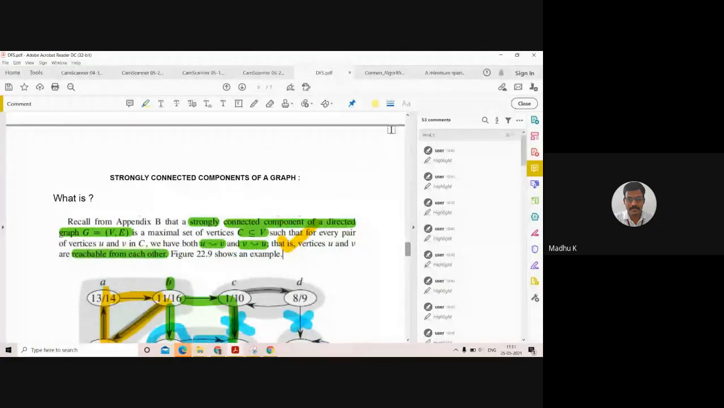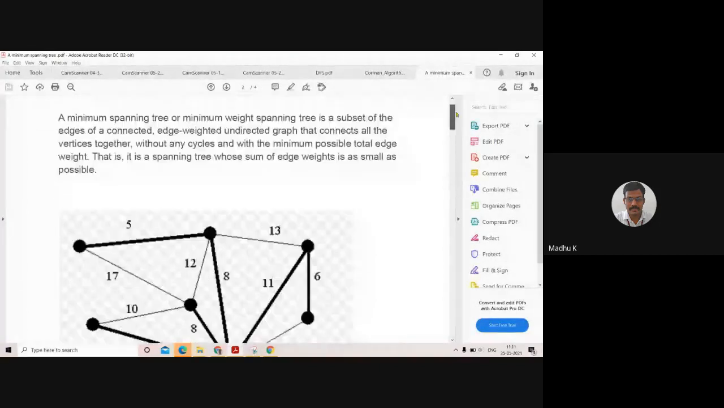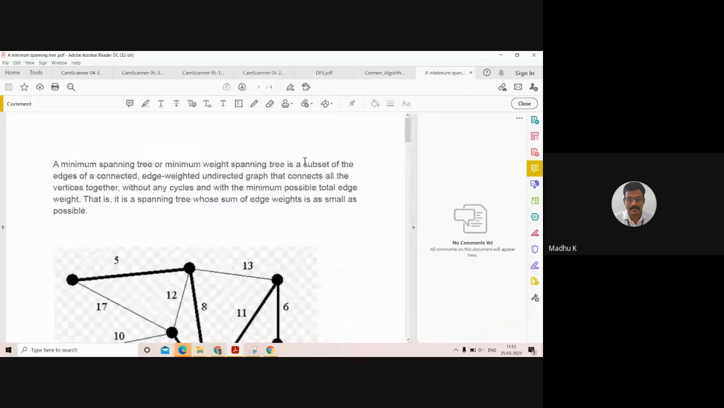Now we are going to another concept. What is minimum spanning tree? Now I'm moving somewhat faster. What is minimum spanning tree? So this is another concept. Next concept is minimum spanning tree, or MST. Now I am starting next topic, minimum spanning tree, MST.